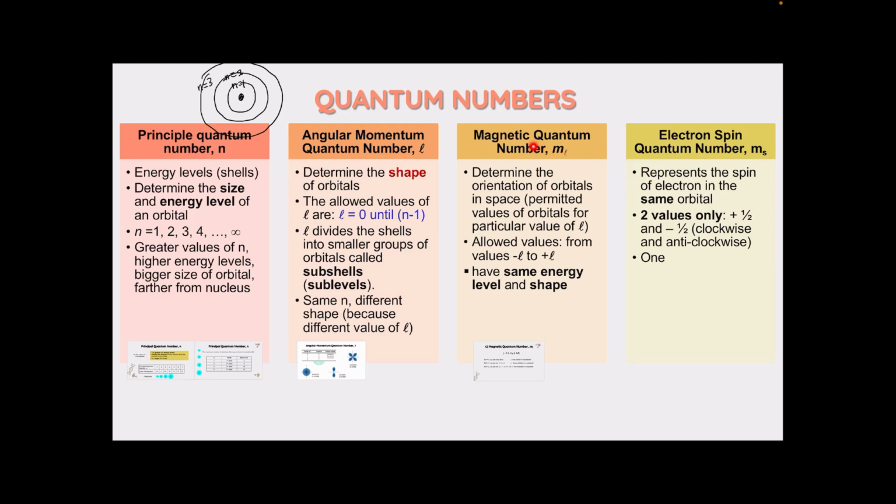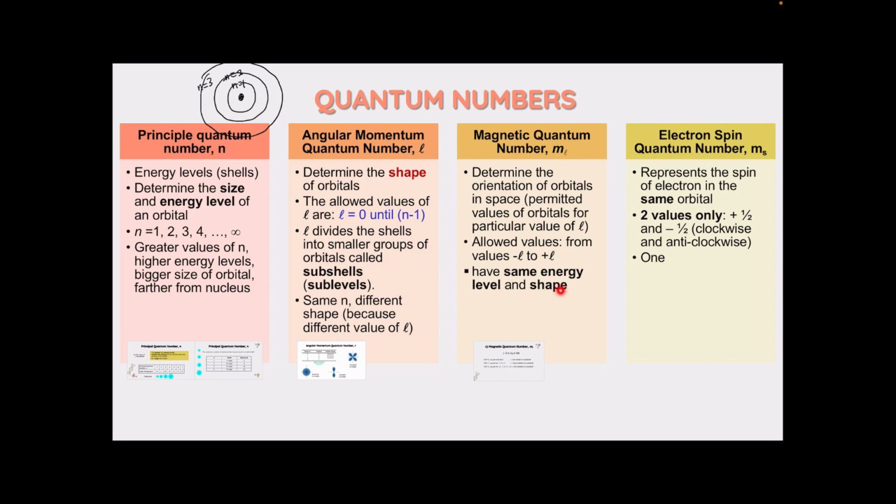Next will be the magnetic quantum number ML. ML determines the orientation of orbitals in space, that is the permitted orbitals for a particular value of L. In simple words, from this ML, we can identify the divisions of this L. So ML is the way we get to know the divisions of this L. From this ML also, you will find the orbitals that have the same energy level and shape.